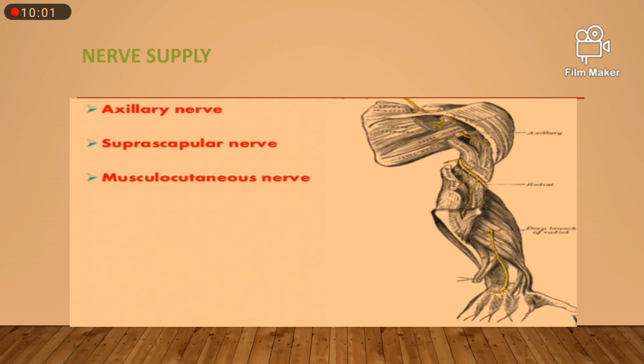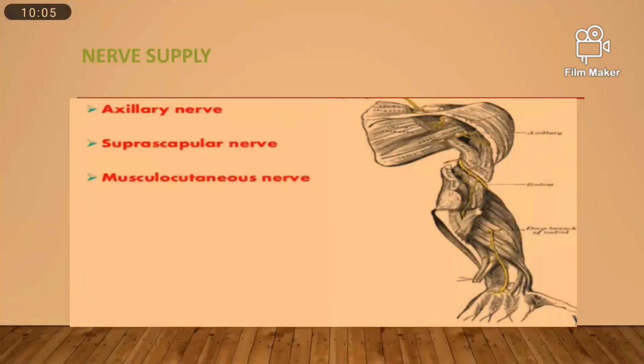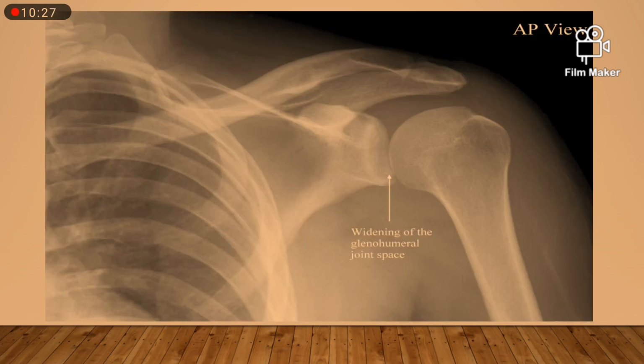Now nerve supply: axillary nerve, suprascapular nerve, and musculocutaneous nerve. So these are the three major nerves. Their articular branches supply the joint. Applied: shoulder dislocation can be anterior and posterior. The first one is normal anatomy, the second one is anterior dislocation, and the third one is posterior dislocation. You can tally the diagram along with normal, so that in radiology you can identify. So this is an AP view of the shoulder joint.